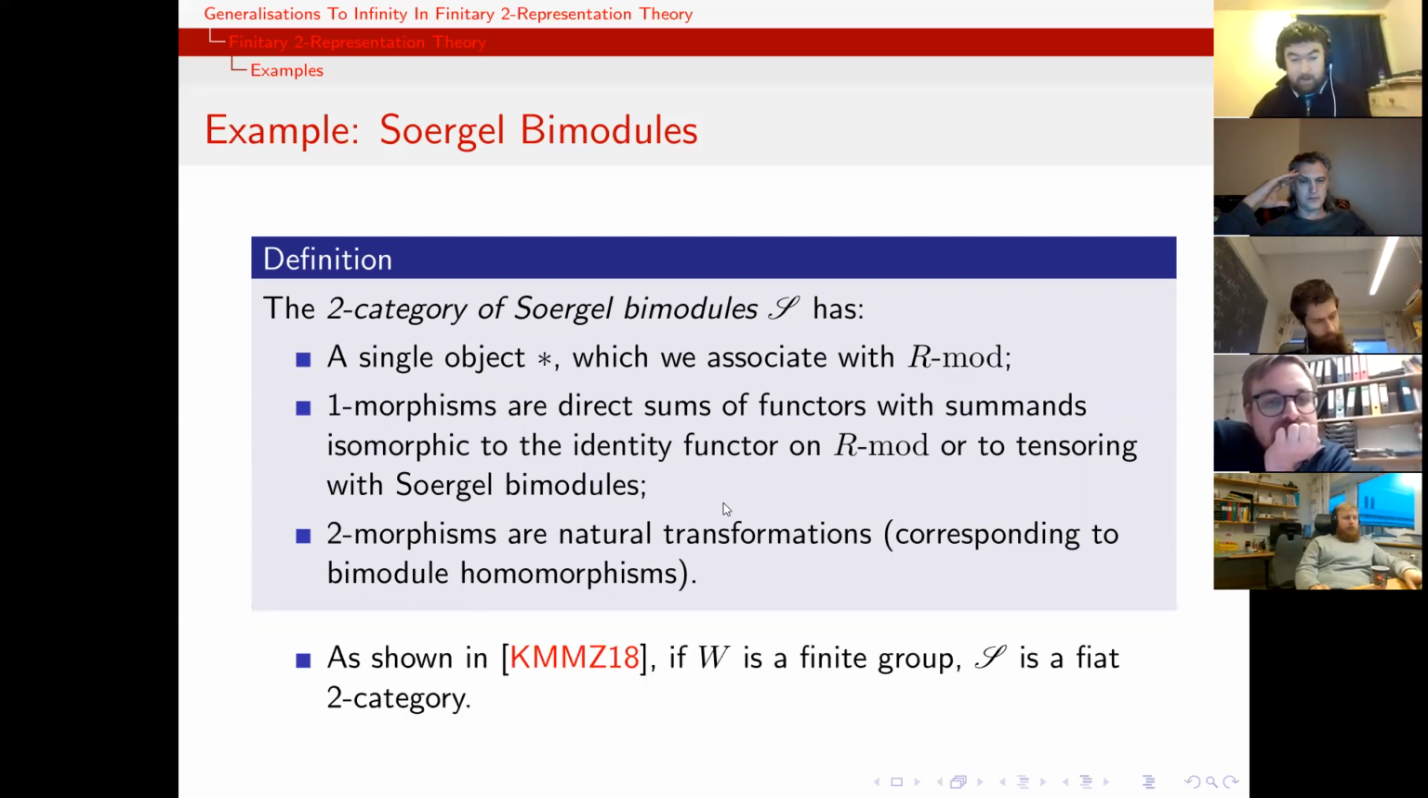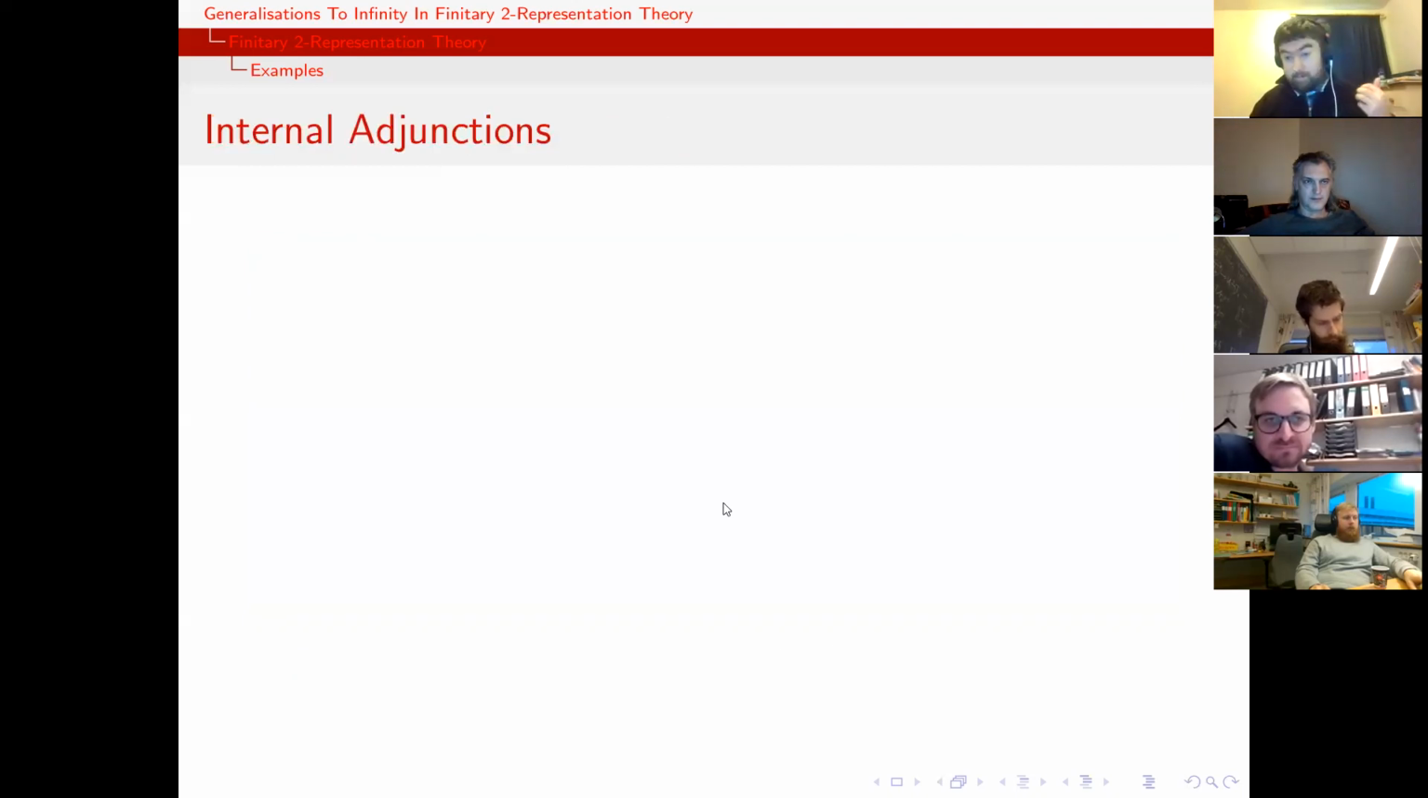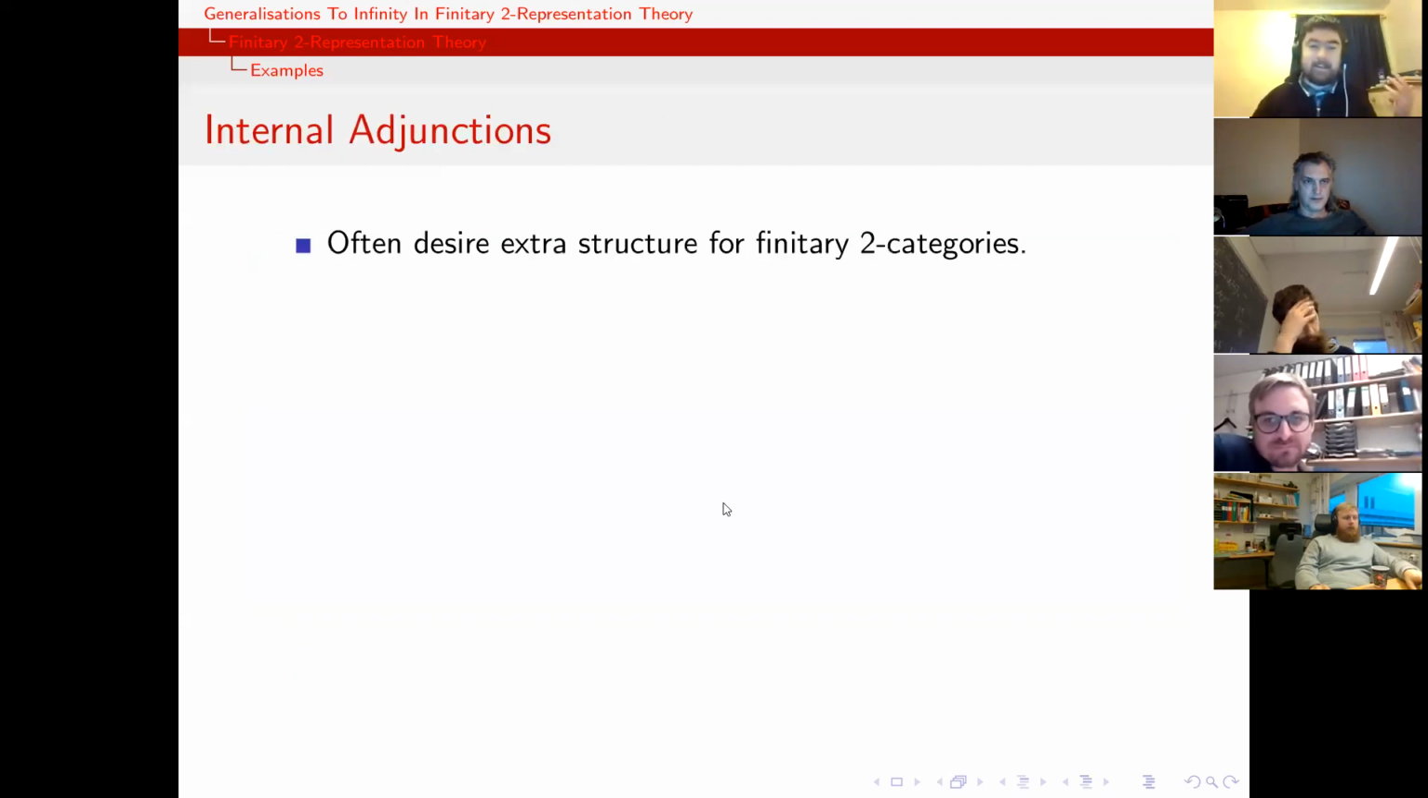And as shown in a paper by Tobias Kildetoft, Walter Mazorchuk, Marco Mackaay, and Jakob Zimmermann, there are a lot of people whose surnames are M or Z, but I believe that's the correct way around. In the case where our Coxeter group is finite, then this two-category is a fiat category. I haven't said what fiat is yet. We will get to that shortly. Indeed, we'll get to that here.